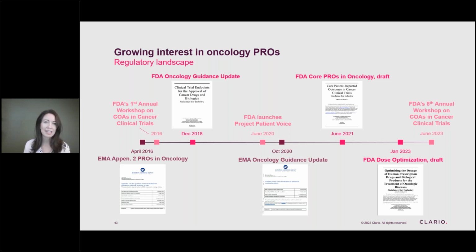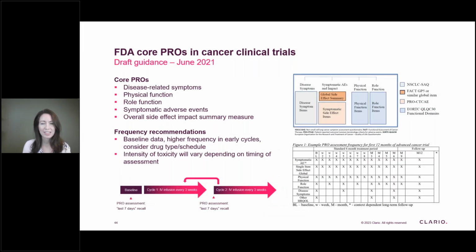So if you go to the next slide, just briefly, I'll talk a little bit more specifically about what we should be collecting, right? When we say PROs are important, what is the FDA looking for? If you go to the next slide, it might be a little lagging. So there are 5 core PRO categories that the FDA has identified as being important in their most recent guidance that they released in draft form in 2021. And those 5 core categories are listed here.